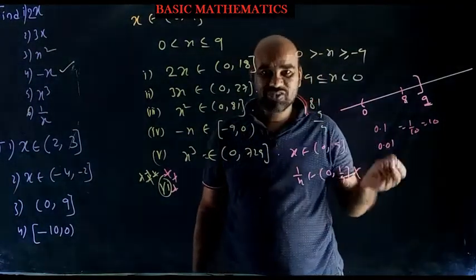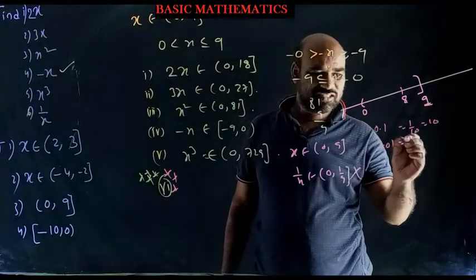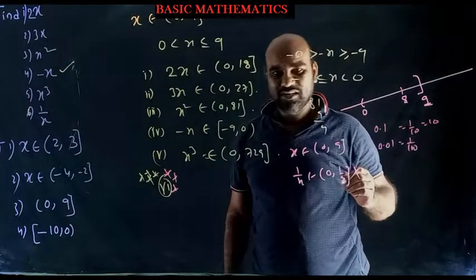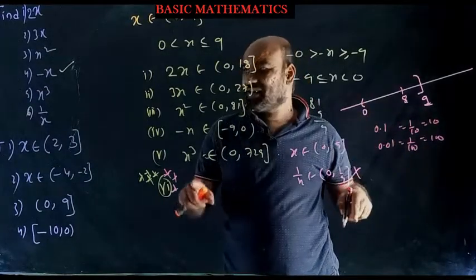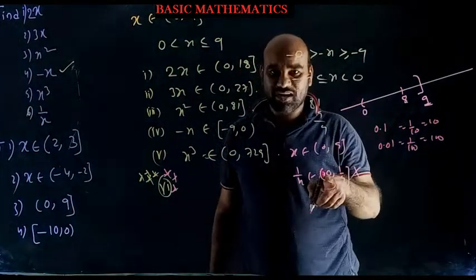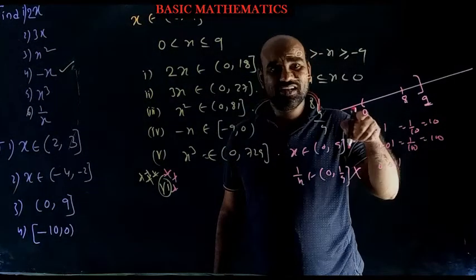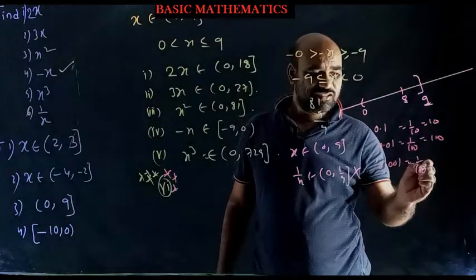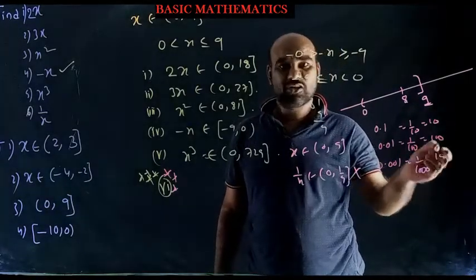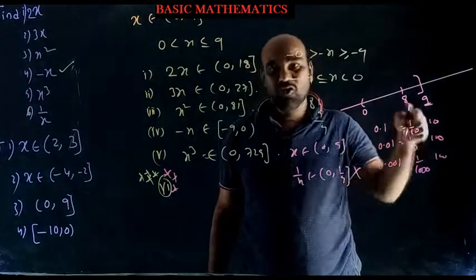Right side of 0, nearer to 0, 0.01. Its value is 1 by 100, and its reciprocal is 100. Oh, 100 will be in 1 by x. Here 1 by 100 is not there. 0.001 should be in the given interval. Its value is 1 by 1000, and its reciprocal is 1000. 1000 will be in 1 by x. 1 lakh will be in 1 by x. 1 crore will be in 1 by x.